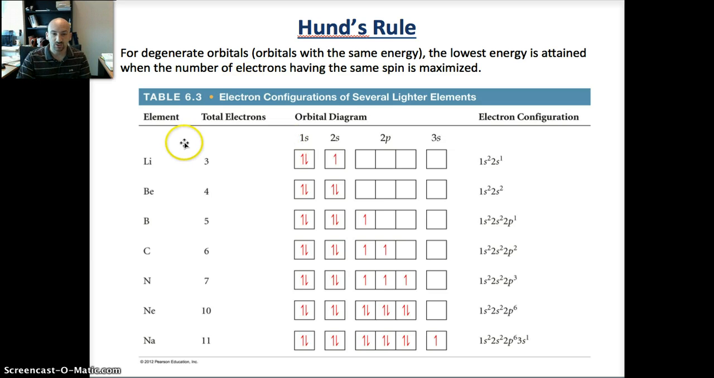Okay, so if we just look at the first 2 here in this table, lithium and beryllium, we see that the 1s is both filled, right? The 2s for lithium has just 1 electron. The beryllium has 2 electrons. Okay, and so the lowest energy is attained when the number of electrons having the same spin is maximized. So here we have electrons with opposite spin. Here we have them the same. Okay.